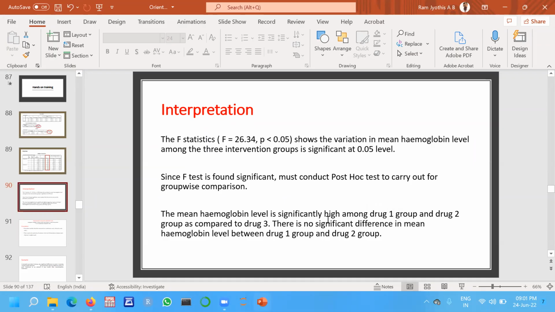The mean hemoglobin level is significantly high among drug 1, that is paraphos, and drug 2, lecithin, as compared to drug 3, that is vanadium. There is no significant difference in mean hemoglobin between drug 1 group and drug 2. So that means paraphos and lecithin, there is no difference, but paraphos and vanadium, and lecithin and vanadium, both are different. Okay, so that is the interpretation.